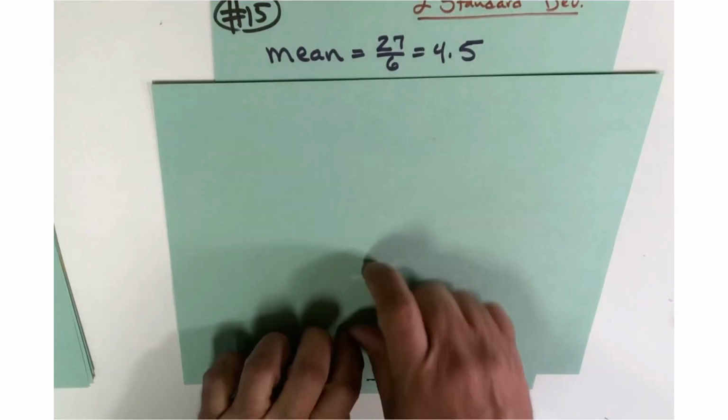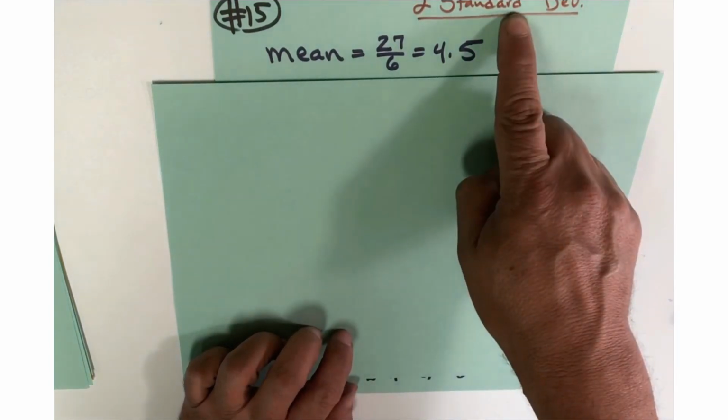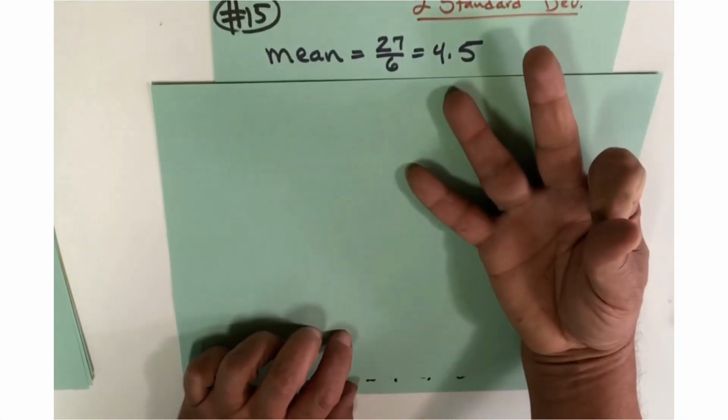So, in question number 15, they're going to give you 6 numbers: 0, 2, 4, 6, 7, and 8. And how do we find standard deviation? You first find the mean, and then the variance, and then the standard deviation, right?